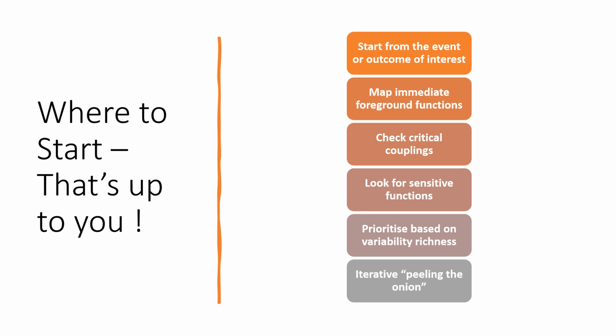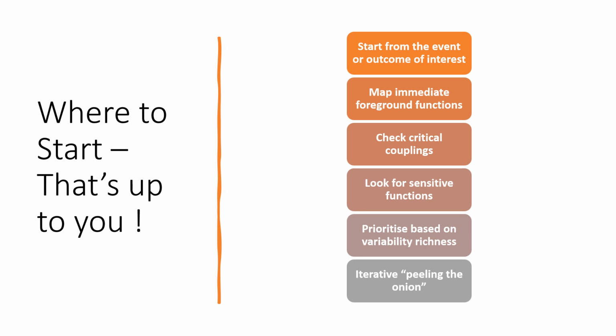The ship failed to close the bow doors. Or there's a possibility I could spill some tea during pouring. Then ask which functions are most directly related to that outcome. Those are going to be your priority candidates, which you're going to focus in on. You might want to map the immediate foreground functions. Identify the functions that directly generate variability in that outcome.